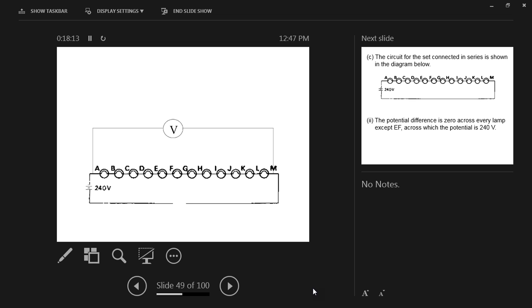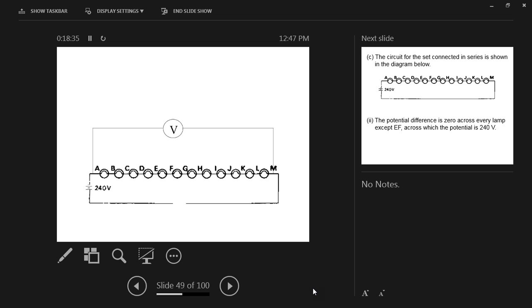That means if I connect a voltmeter between I and J, there wouldn't be a potential difference due to the light bulb by itself. That means the potential doesn't drop across the light bulb if no current flows through it. Okay, if you all understand that, then you understand why this one has to be the answer for the case that we're talking about.